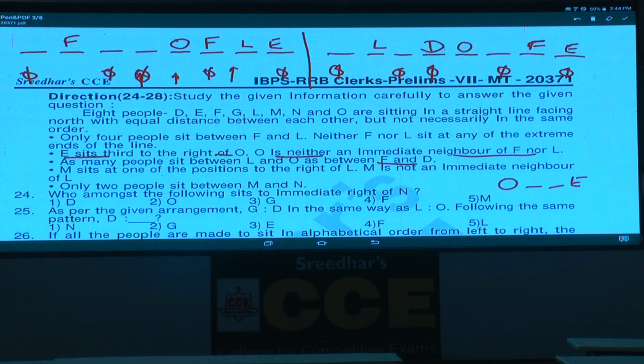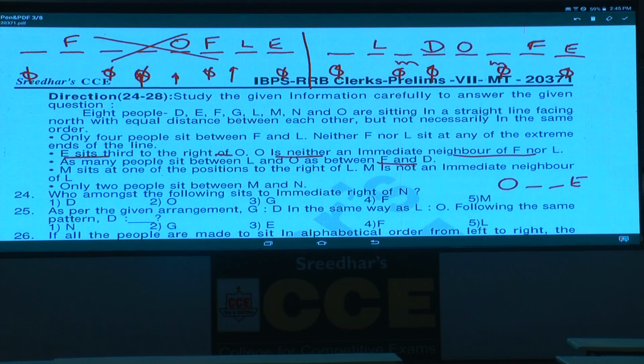Then next one, only 4 people, neither F nor L sits at any of the extreme ends of the row. E sits third to the right of O, and O is neither an immediate neighbor of F nor L. Next one, as many people between L and O and between F and D. M sits at one of the positions to the right of L. Now in case 1, there is no place for this M at all, isn't it? As M sits at one of the positions to the right of L, hence M can be either at this place or at this place, isn't it?